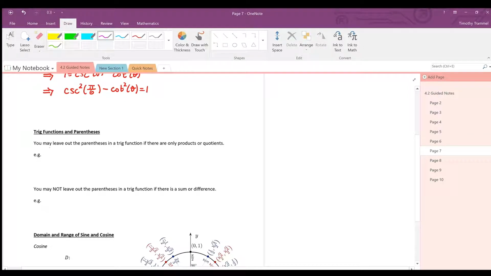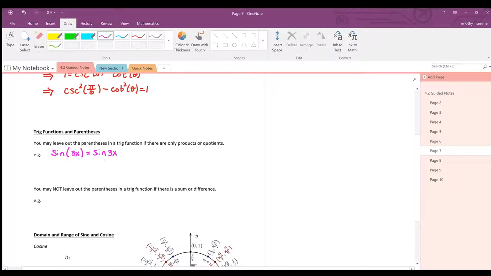This says you may leave out the parentheses in a trig function if there are only products or quotients. So for instance, if we have, say, sine of, let's say, 3x, you can write this without parentheses. You can just say sine 3x.